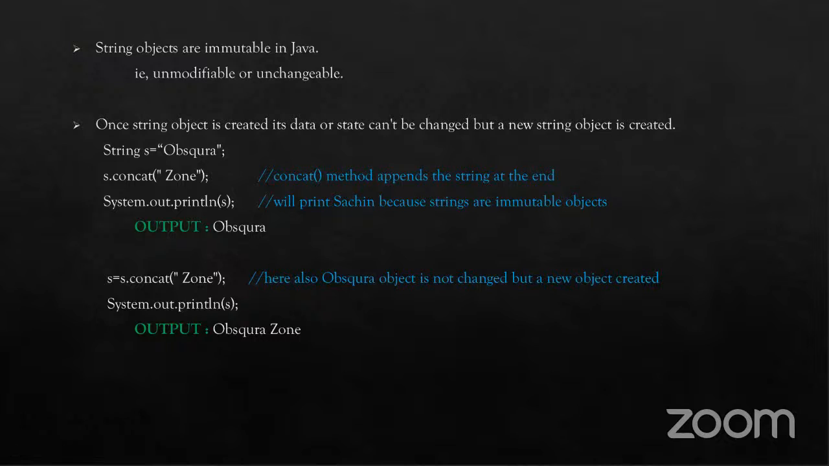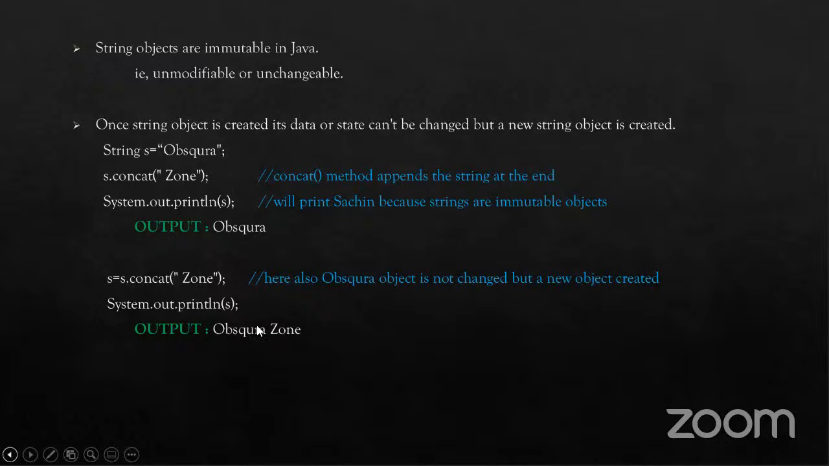The s is just obscura itself. The zone is not appended. That means we can't change or modify a string once created, that is immutable. But when I write s equal to s.concat zone and print s, this will give us obscura zone.